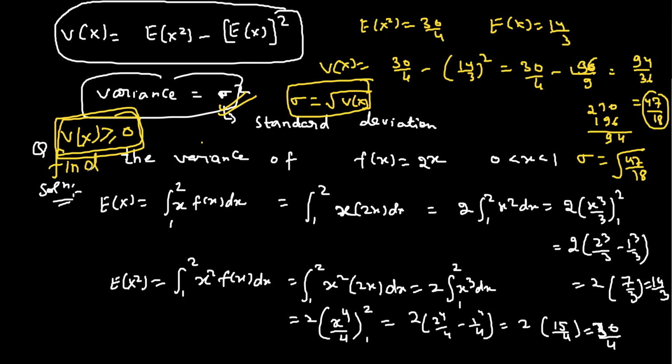Done. Understood. Variance can never be negative. Why? Because variance is the square of standard deviation. And when you do square of anything, it is always positive. Mean can be negative, no problem. But variance is always positive.